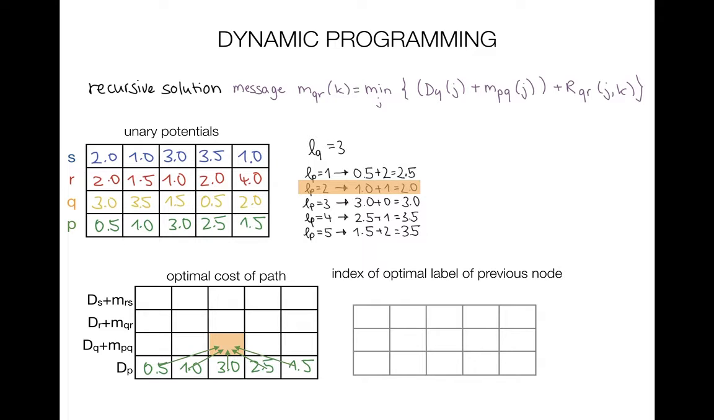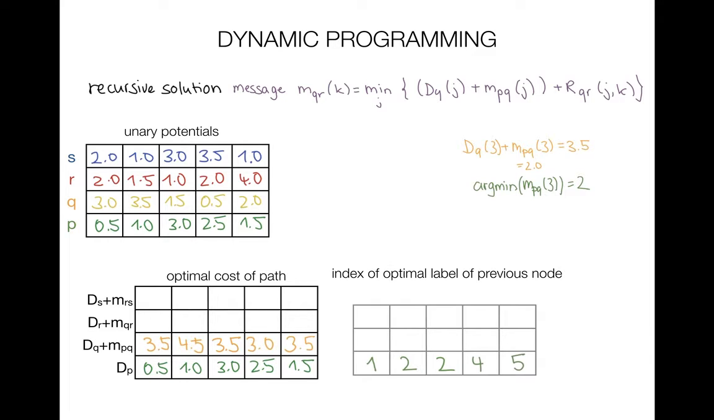and write down the argmin, which is the label where the path originated from at the green node. So this is 2 in our case. And we write it into the respective box of the index matrix. The cost matrix should store the sum of the unaries and the messages. So we add up 1.5 to our message 2 and write down 3.5 into the yellow box. We can now repeat this process for the remaining labels of the yellow node and fill out the optimal costs and label indices.